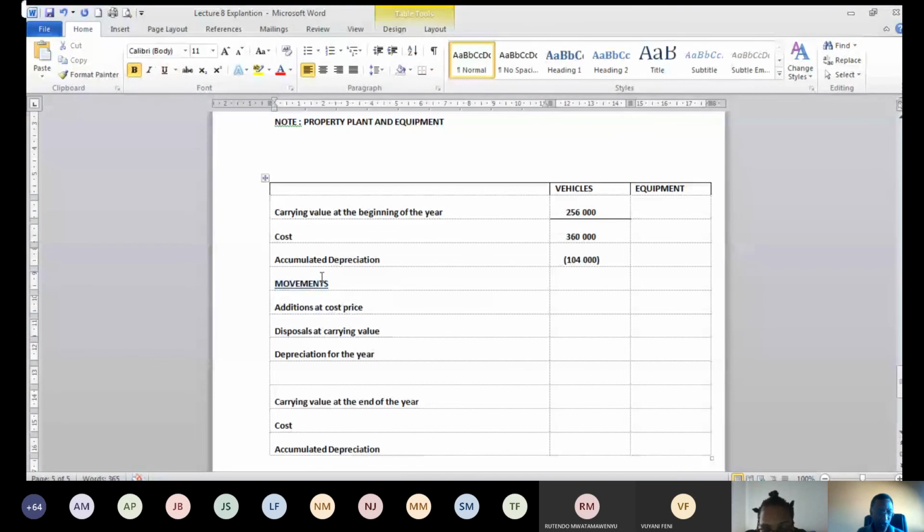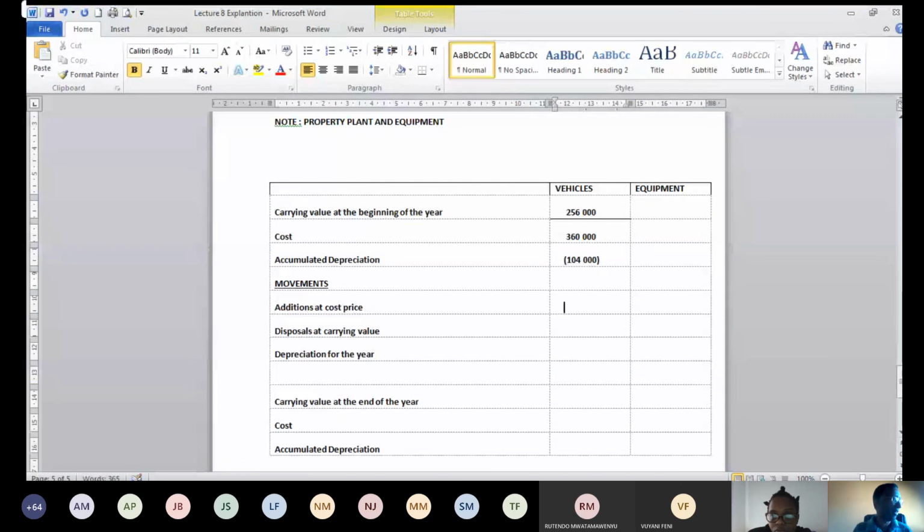And movements refers to what has happened during the year. What are the changes during the course of the year? There can be additions, there can be disposals, there can be depreciation. So let us take a look at additions. What does additions mean? Additions means, did we buy anything new during the course of the year?